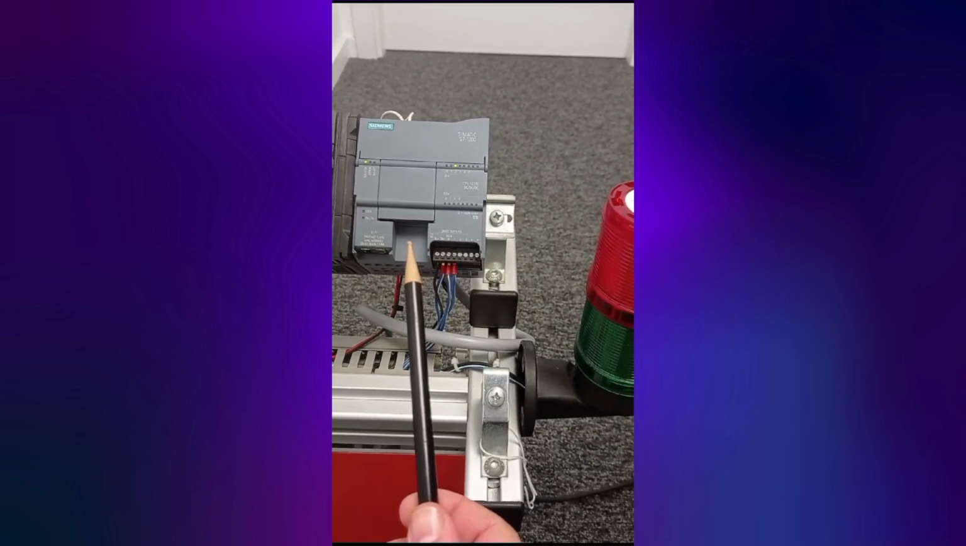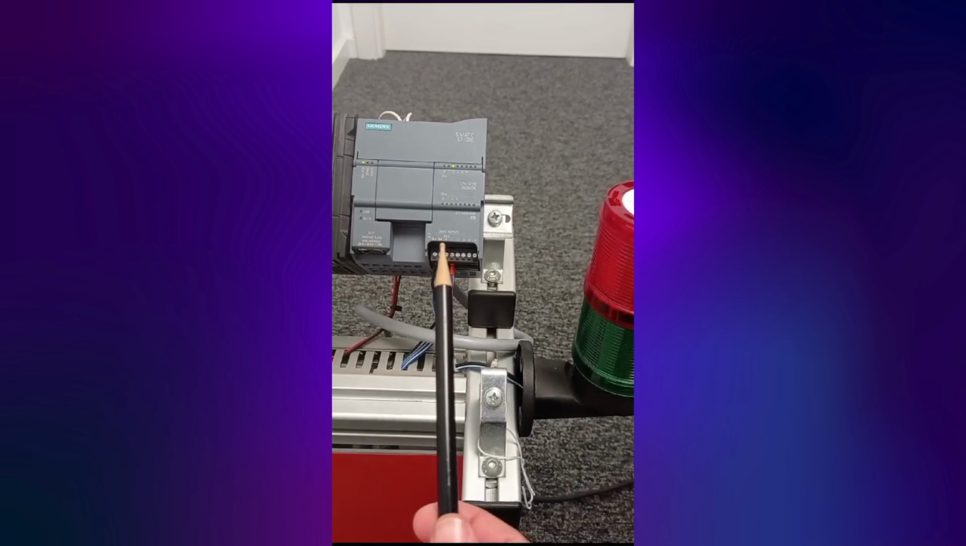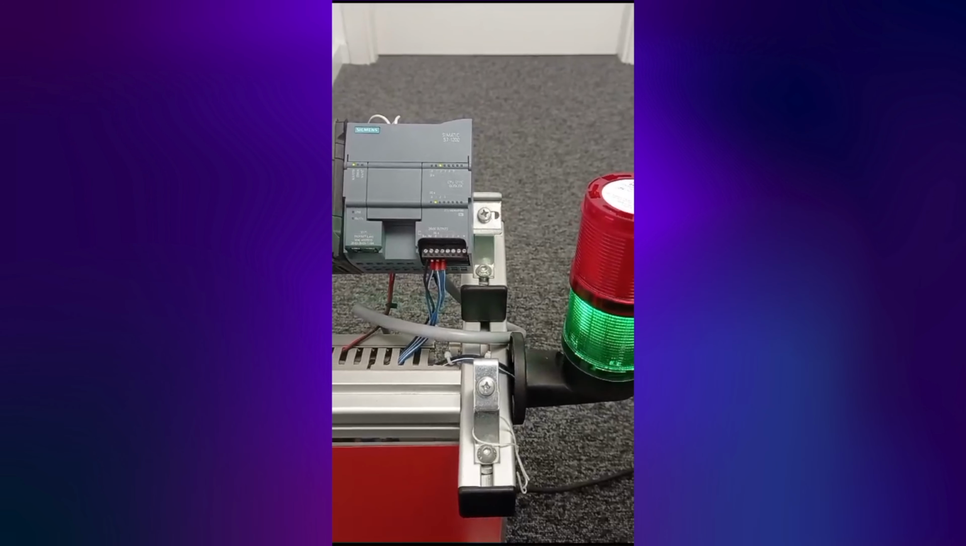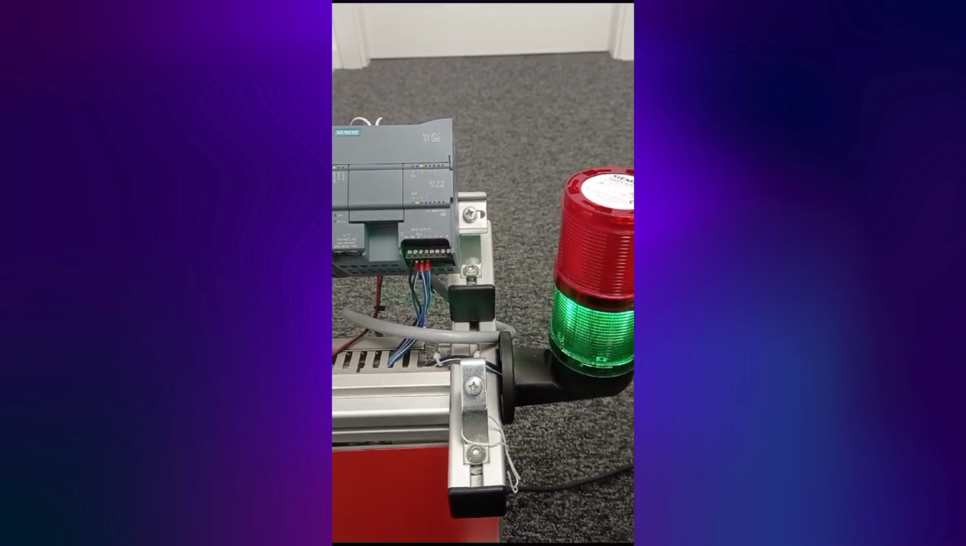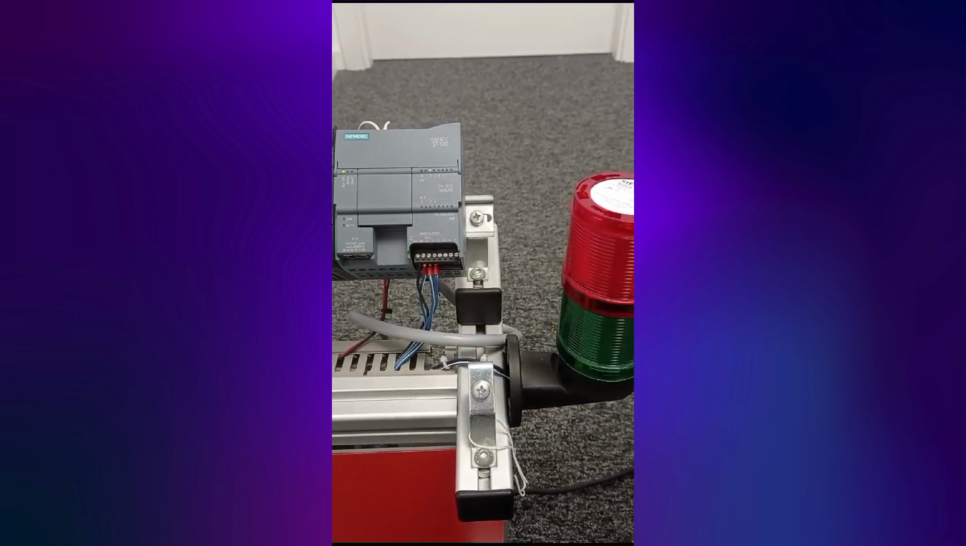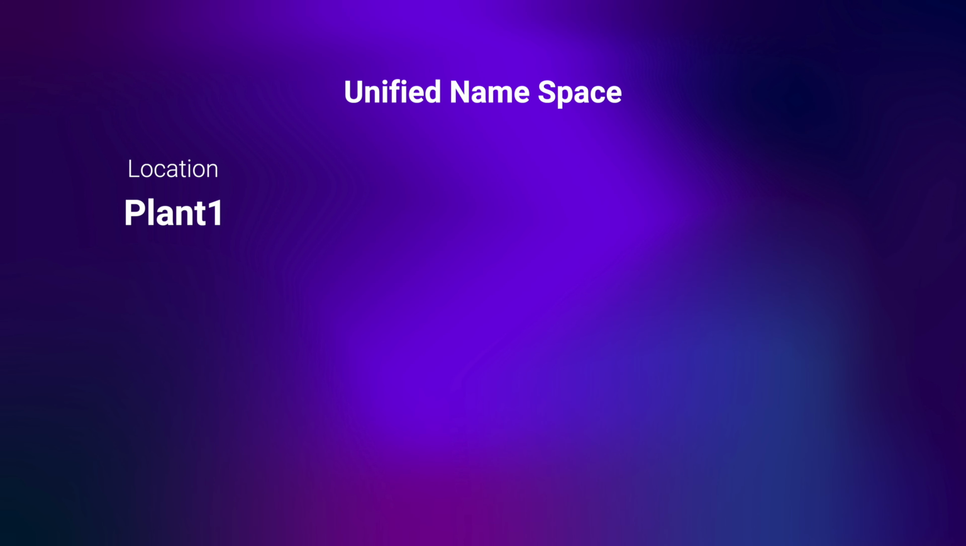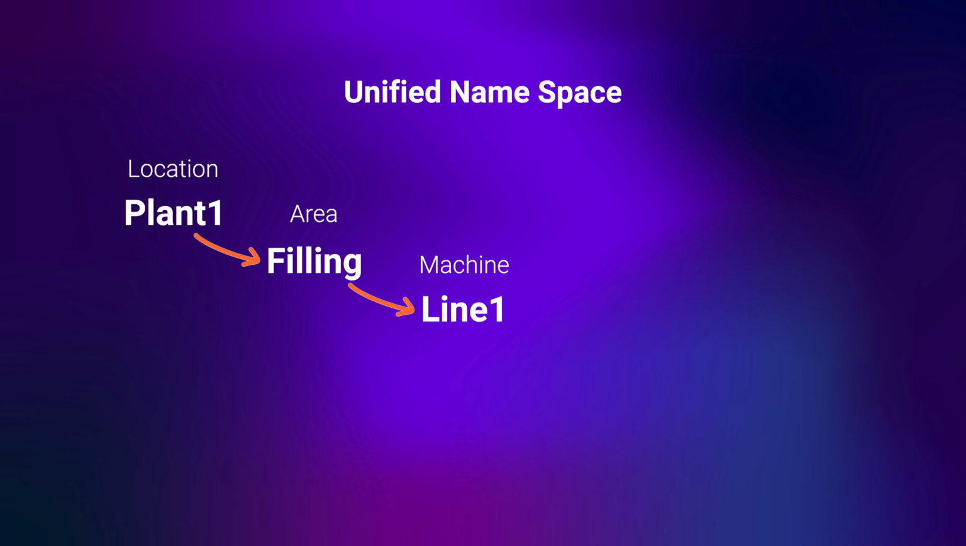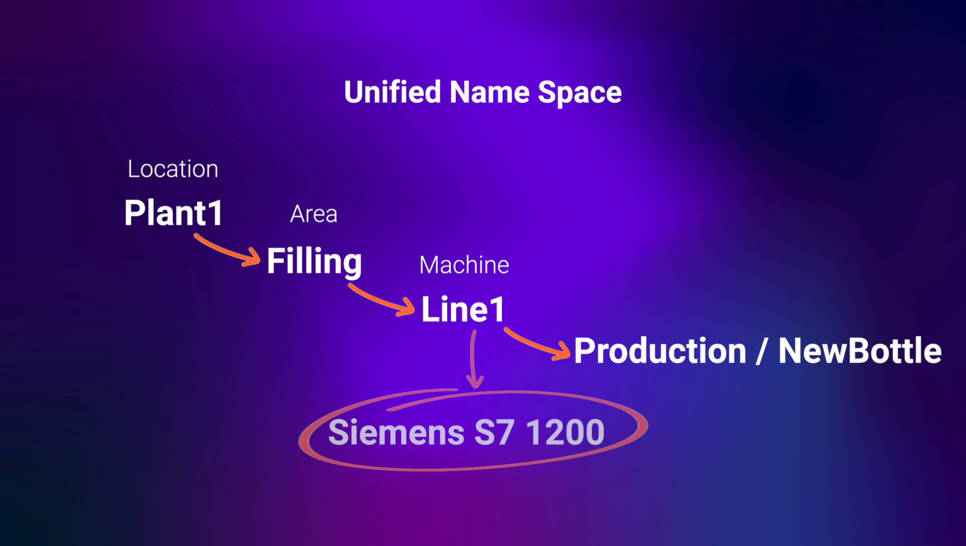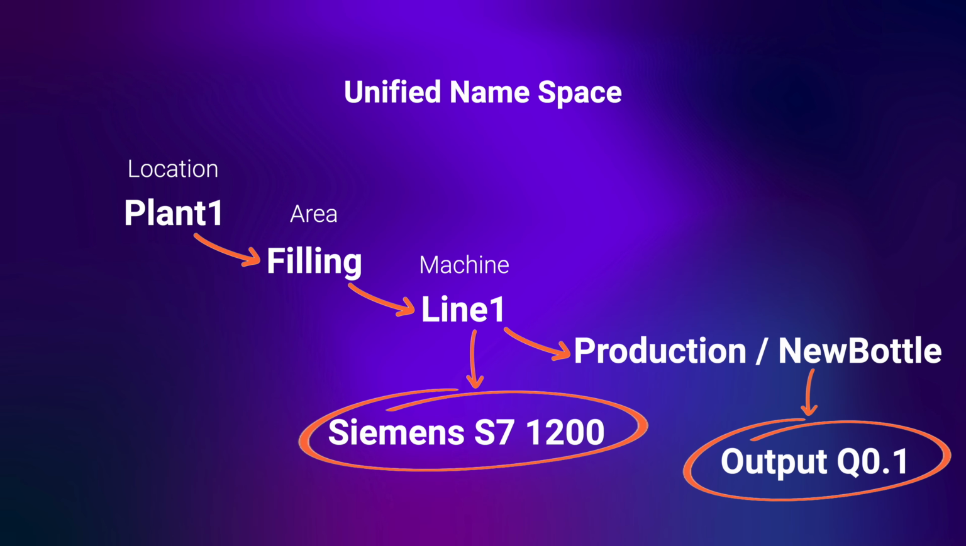Today we're using a simple Siemens S7 1200 that is simulating some production. Each time we get a green light, it's a unit output of simulated production, like filling bottles, for example. For the unified namespace, we have the location, in this case plant 1, the area is filling, the machine ID is line 1, and then the data we want to gather. In this case, it's the production of a new bottle. For that end, in the line 1, we're simulating a Siemens PLC with an S7 1200. And for simulating the production of the new bottle, we're gathering the output Q0.1.